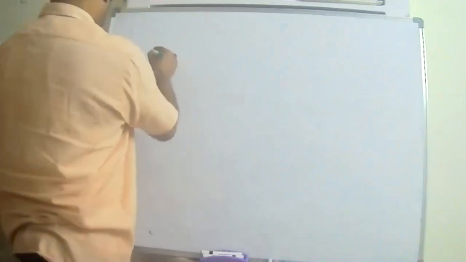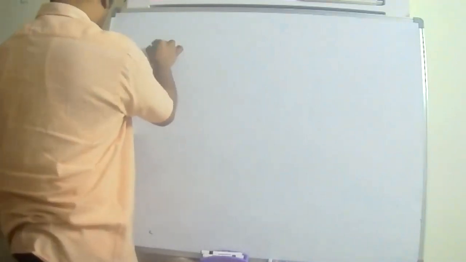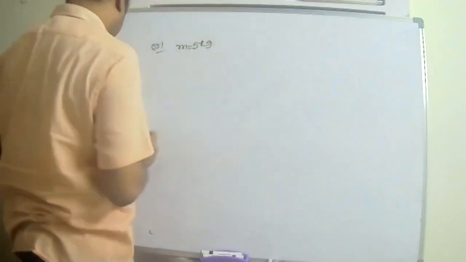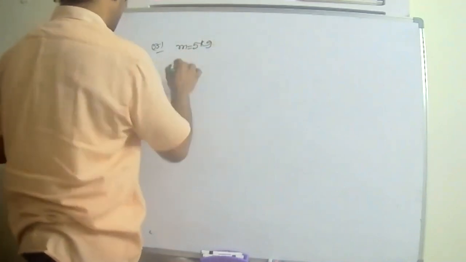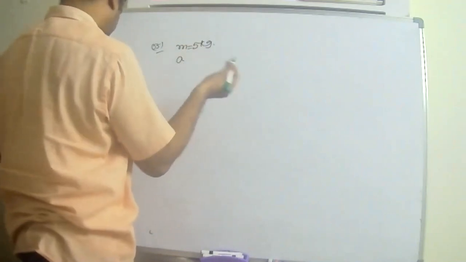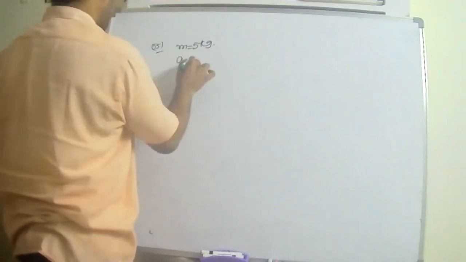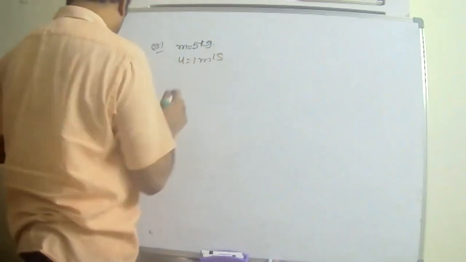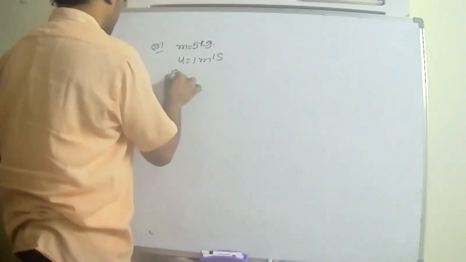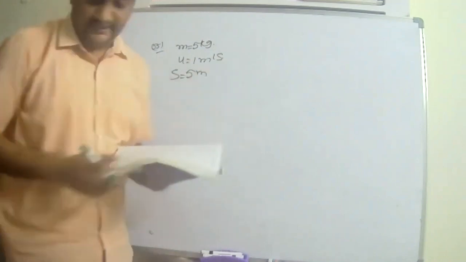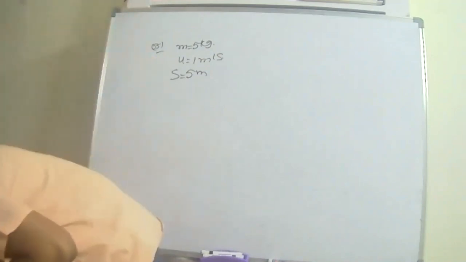So next, a 5 kg block of wood is sliding on a rough plane with an initial velocity. Okay, initial velocity u is equal to 1 meter per second. If it comes to rest after traveling 5 meters, calculate the average frictional force in newtons.